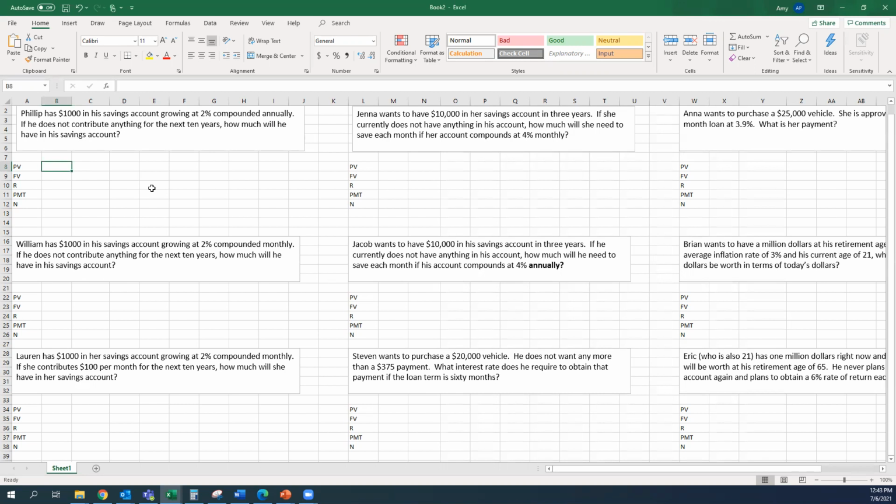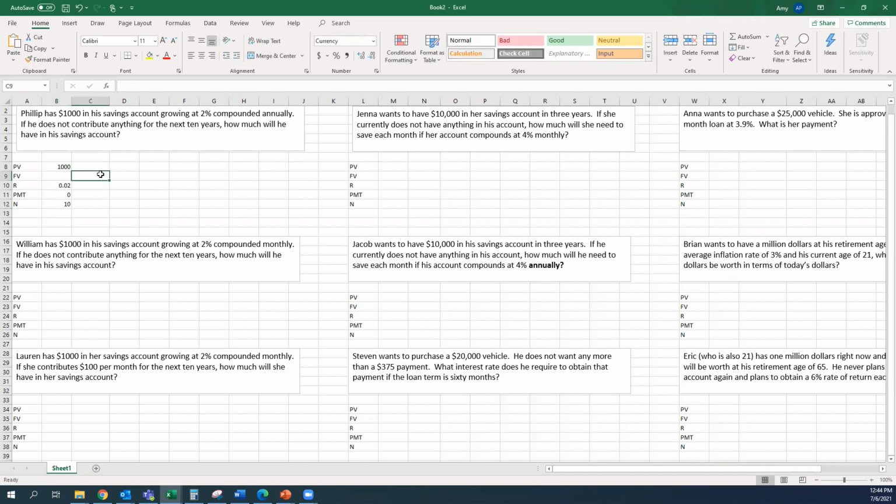So Philip has $1,000 in his savings account growing at 2% compounded annually. If he does not contribute anything for the next 10 years, how much will he have in his savings account? So his present value is $1,000. We're going to put that in our present value column. We don't know how much he's going to have in 10 years. That's what we're trying to solve for. Our rate is 2%, which is 0.02. Our payment, he's not going to put anything in for the next 10 years. And his NPER, which is his number of periods, is 10 years.